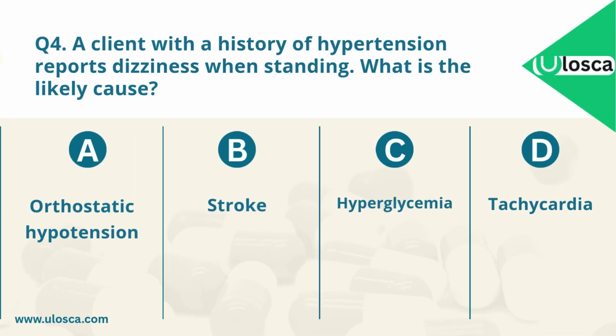Question 4. A client with a history of hypertension reports dizziness when standing. What is the likely cause? A. Orthostatic hypotension. B. Stroke. C. Hyperglycemia. D. Tachycardia. Which one is the correct answer?